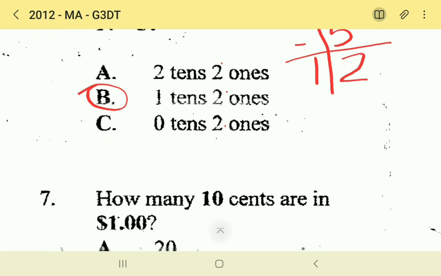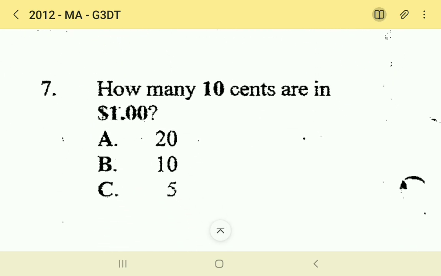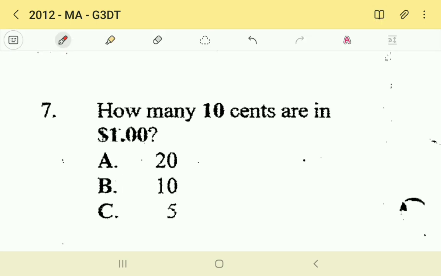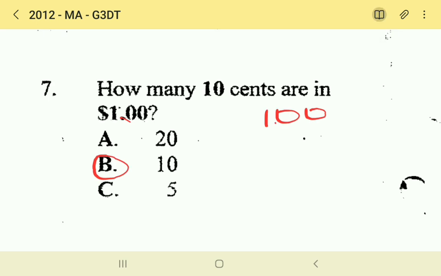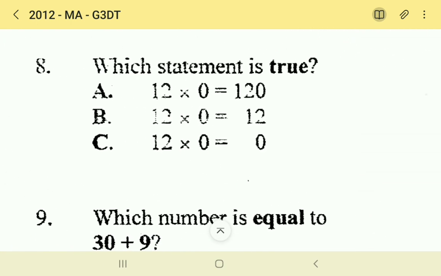Alright, moving on to number 7. How many 10 cents are in $1? So if you know your money as well and you want to forget the dot, the point, and you have 100, you know that there are 10 10-cent coins in $1. Alright, just a point here that makes a difference. Alright, moving on to number 8.